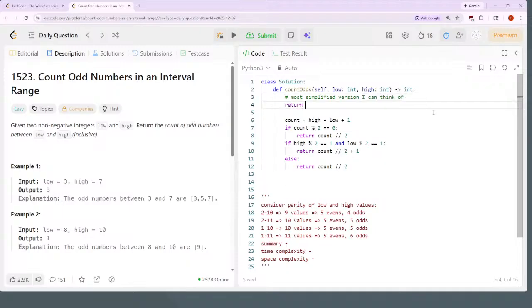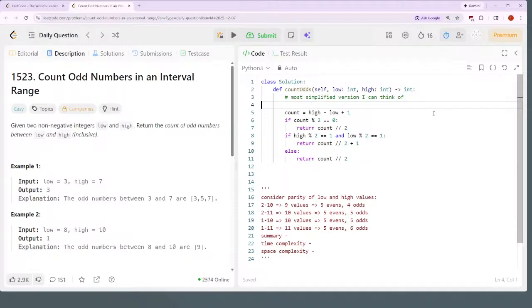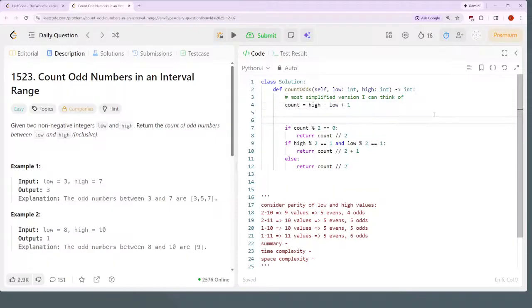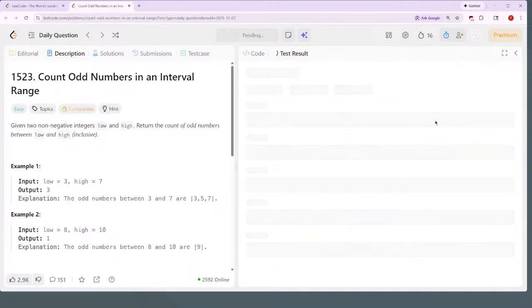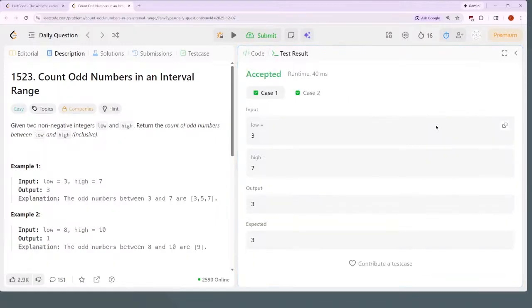It'd be something like return high mod 2. Actually, I still need to have count. Return count divided by 2 plus the product of high mod 2 times low mod 2. Because this is going to only be 1 additional if both the high value and the low value are odd. They're all going to end up being the same speed, I think. They're all just very fast. So it doesn't really matter, but it's kind of a neat trick.